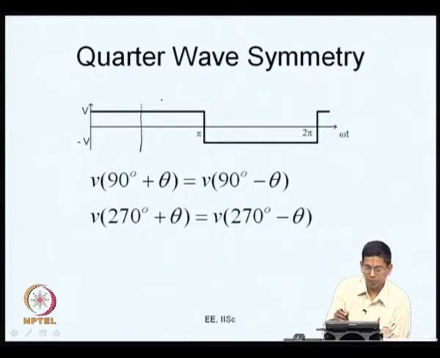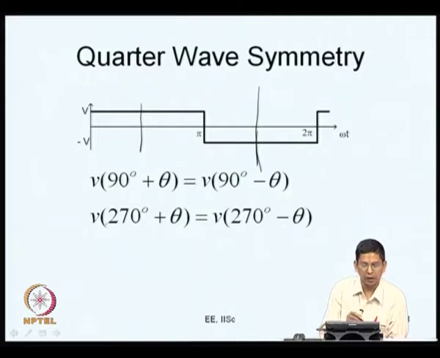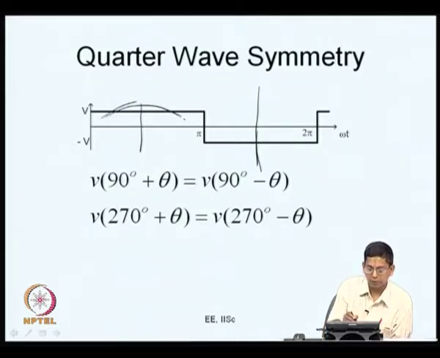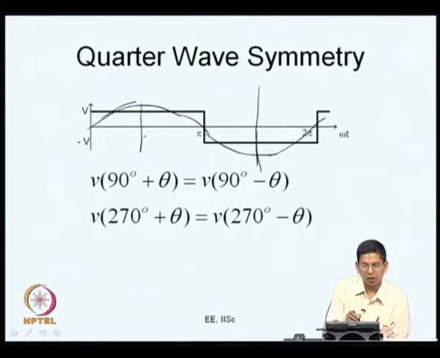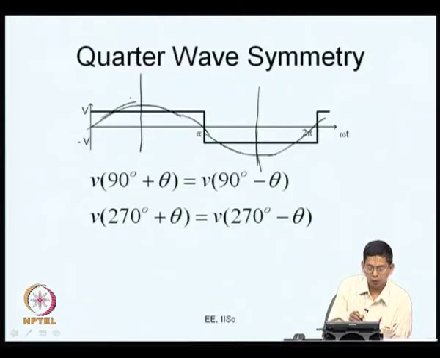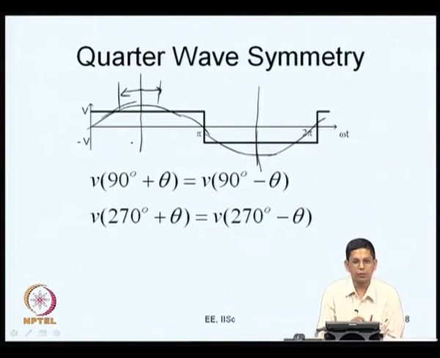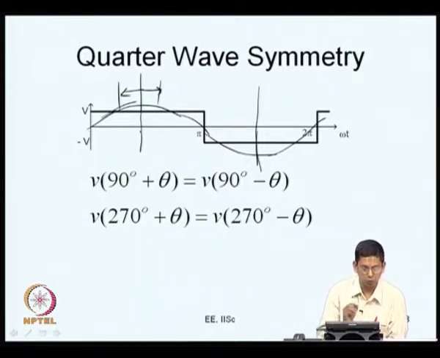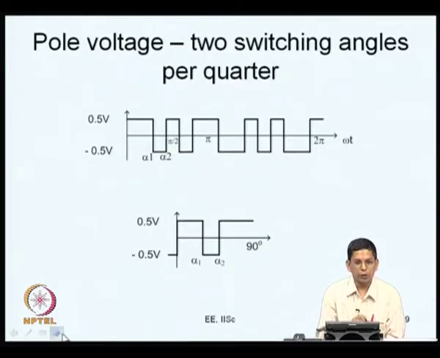If it is quarter wave symmetry, you consider 90 and 270 degrees, that is when the fundamental has its positive peak and negative peak. About these, if you look at that, it has symmetry. If you move in this direction and if you move in that direction the same distance, you find that the waveform is identical. This is quarter wave symmetry, and it makes your calculations easier. You need to consider only 1/4 of the waveform, maybe starting from 0 to 90 degrees. So, that is what we are going to do now.